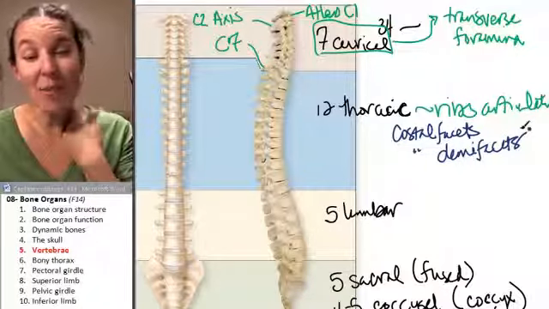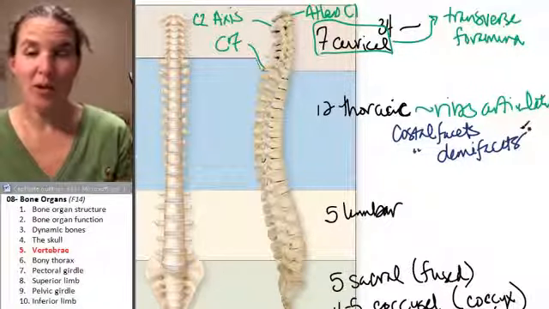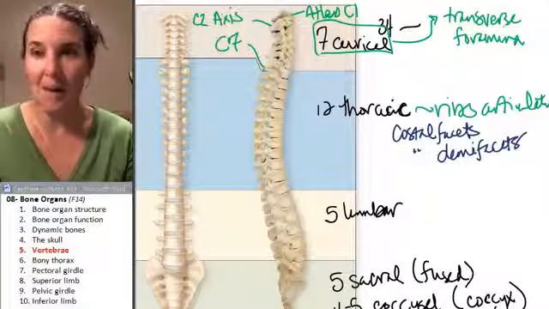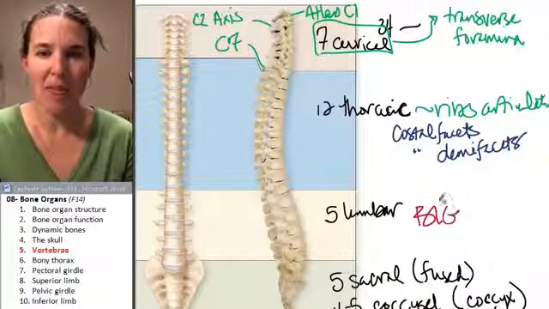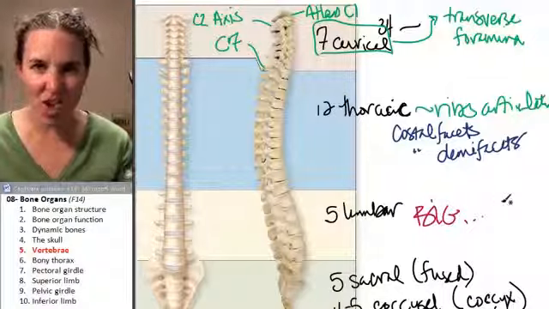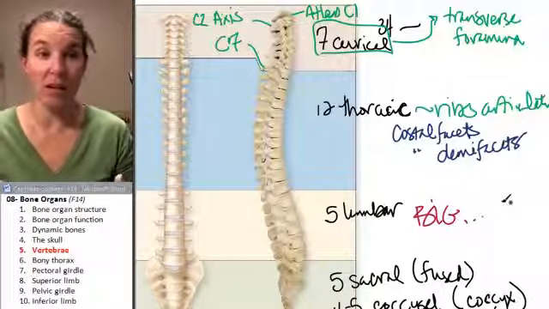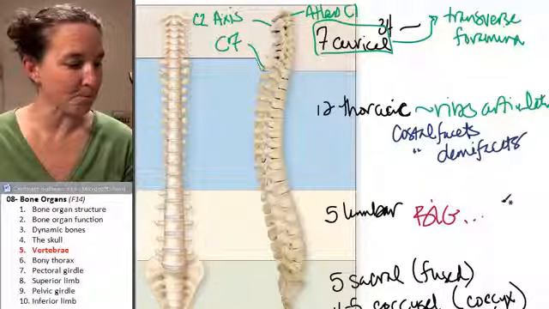Our lumbar vertebrae are like the quintessential vertebrae. They're just big. We'll make red. They're big. They're beefy. They're solid, which makes sense. They're holding a lot of your body.